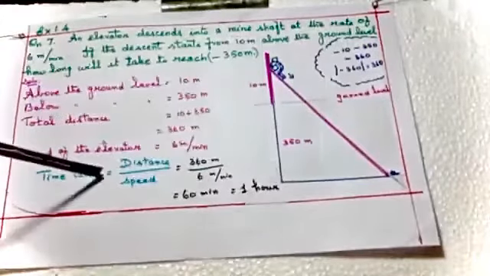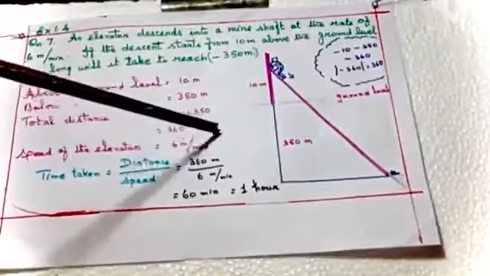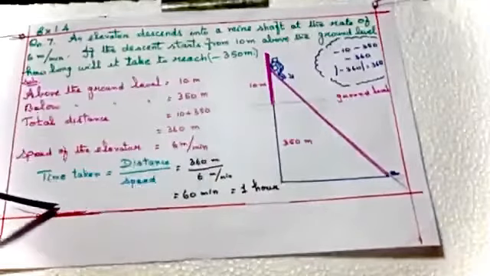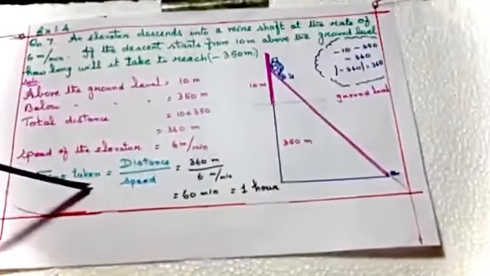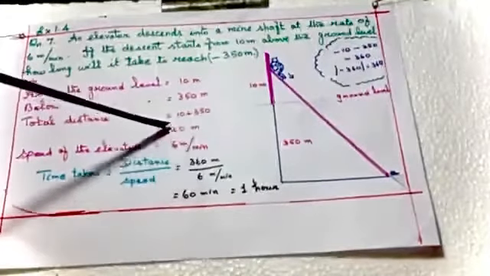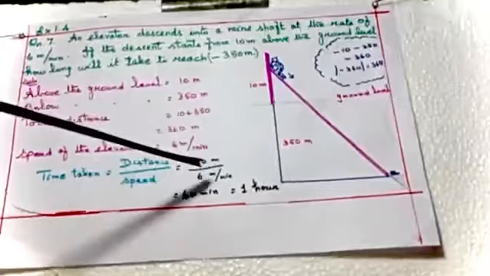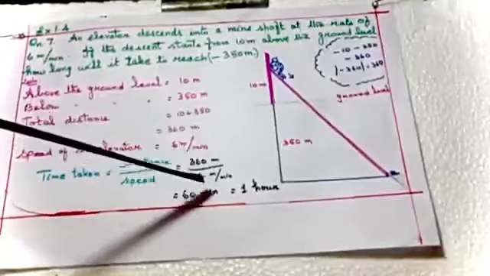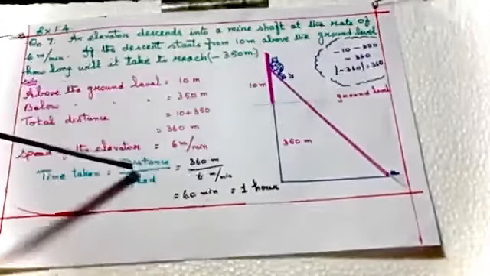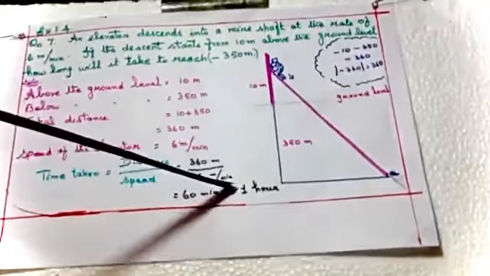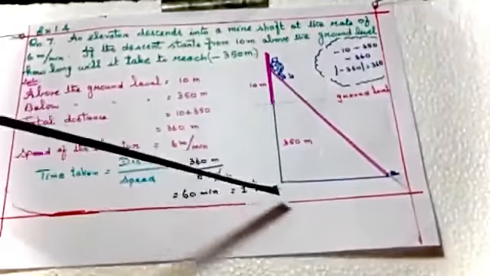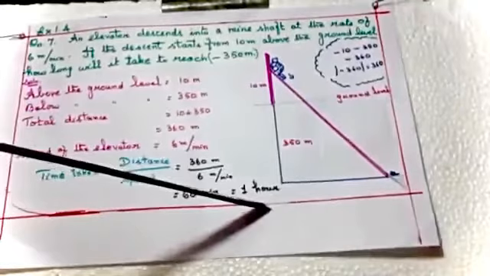Now the speed of the elevator is given as 6 meters per minute. We all know the formula to find the time. Time taken is equal to distance by speed. The distance is 360 meters and the speed is 6 meters. The rate means here the speed. So speed is 6 meters per minute. So cancelling we get 60 minutes. 60 minutes is nothing but 1 hour.